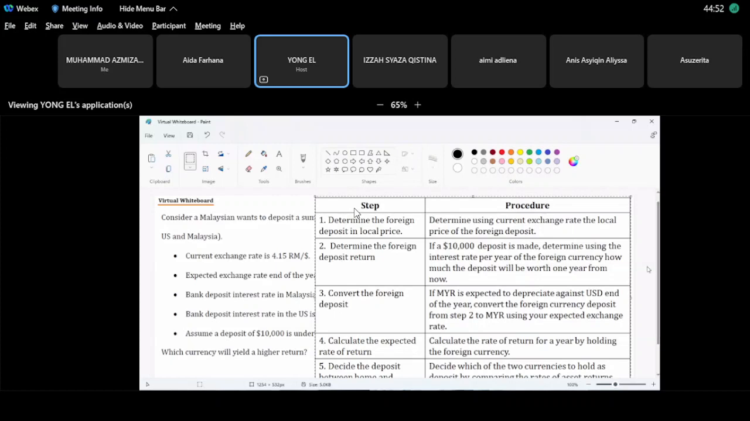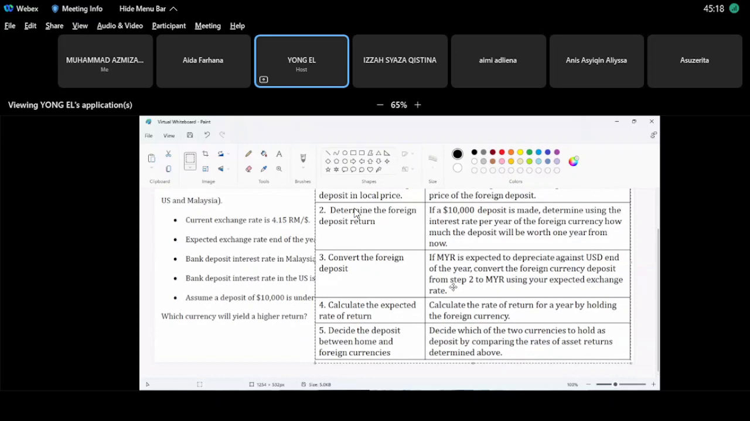This is what we say the total money that we have at the end of the year compared to the initial amount of money that we have at the beginning of the year before our investment. From the start of the investment and at the end of the investment, we compare our money, okay? And then we calculate the rate of return. And then from our calculations at step 4, we can decide at the following step here, deciding the deposit between home and foreign currency to see which one might offer higher possible returns.